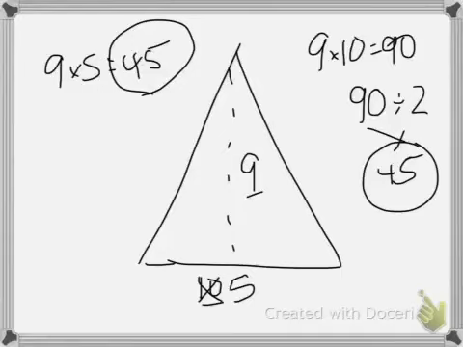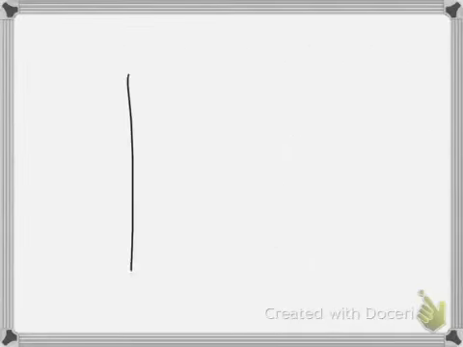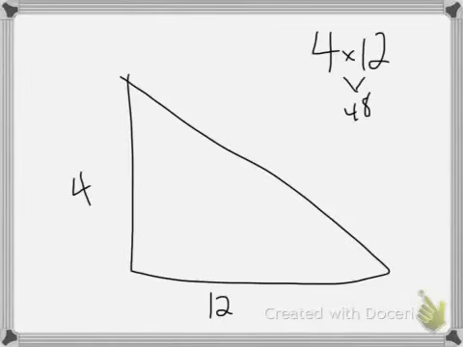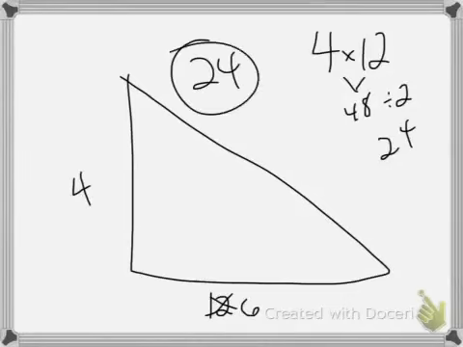Okay, so let's try one on your own. Try this one right here. It is 12 and 4. Pause and solve. Okay, what you can do is take 4 times 12, which is 48, and then 48 divided by 2 is going to get you 24. Or you could just cut this in half, make it 6. 6 times 4 is 24.